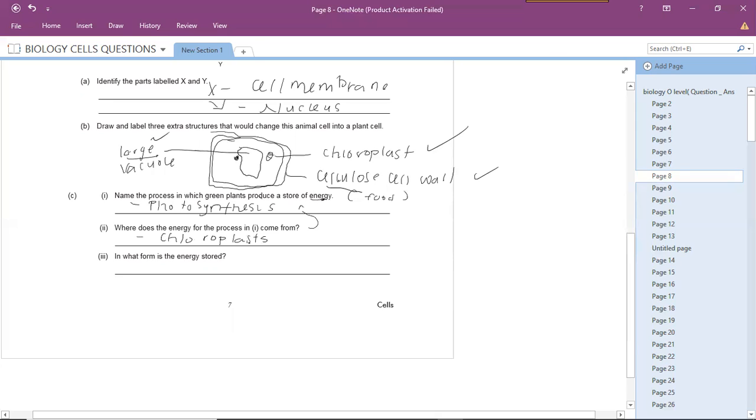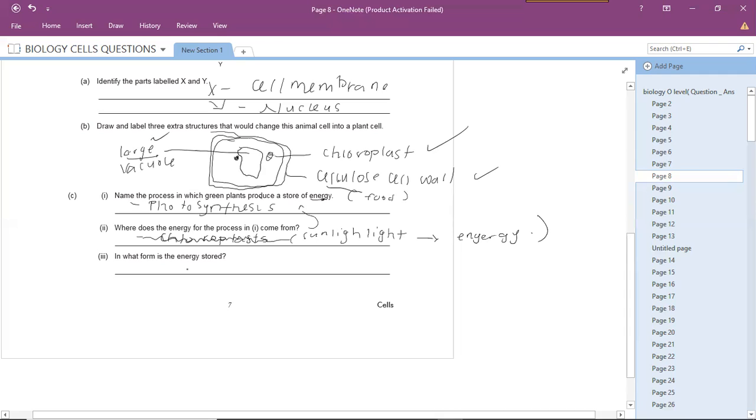Chloroplasts. What they do is convert sunlight energy, they use the sunlight to generate energy. So actually, where does the energy for this process come from? It comes from the sun. Then the process takes place in the chloroplast.